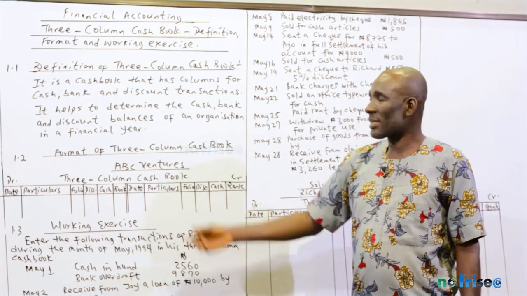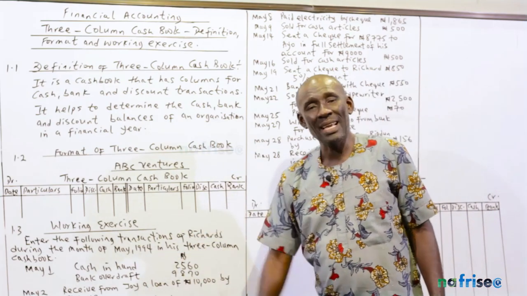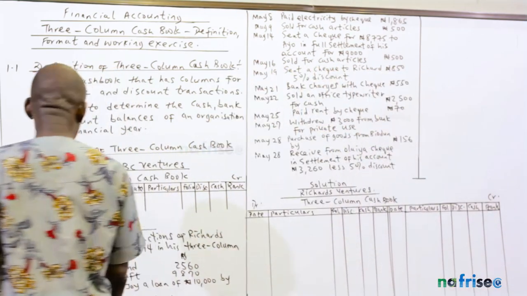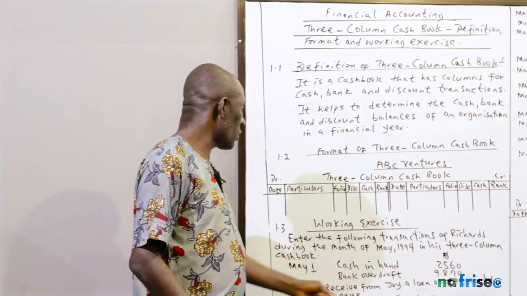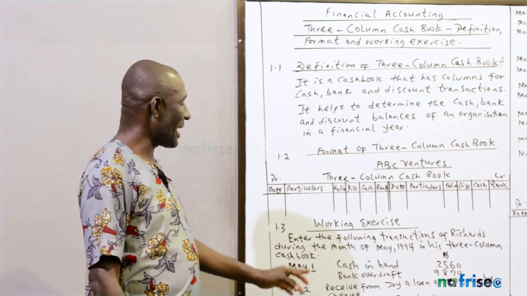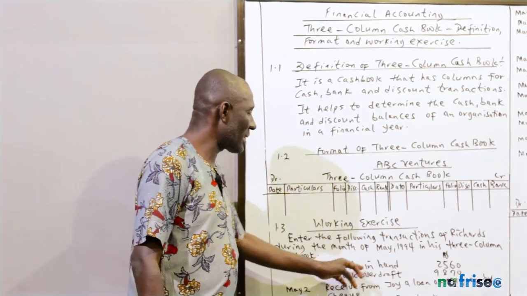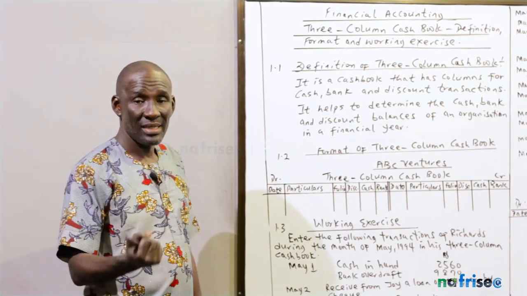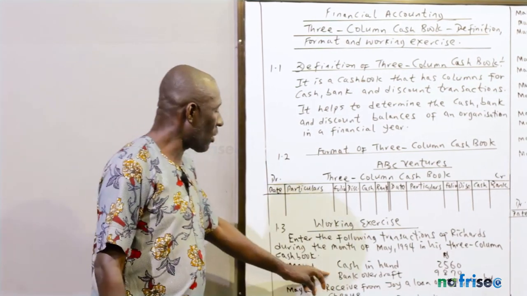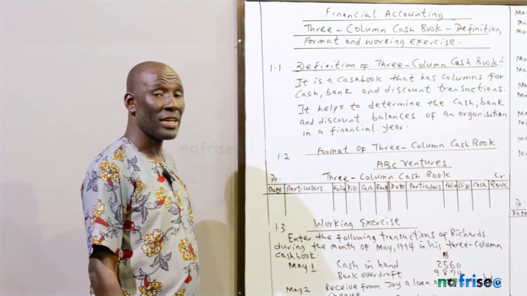Now, let's look at our third learning objective, talking about the working exercise. In the working exercise, I want to read and I want you to follow. Enter the following transactions of Richard during the month of May 1994 in his three-column cash book. May 1, cash in hand 2,560. That is the cash in hand. Bank overdraft 9,870. In other words, his account is overdrawn by him.